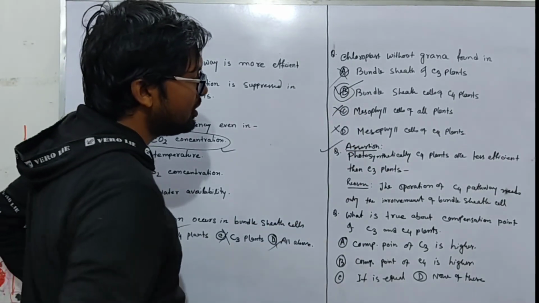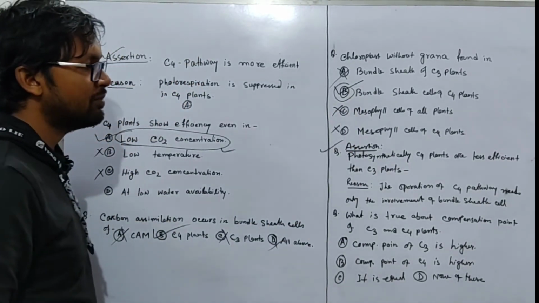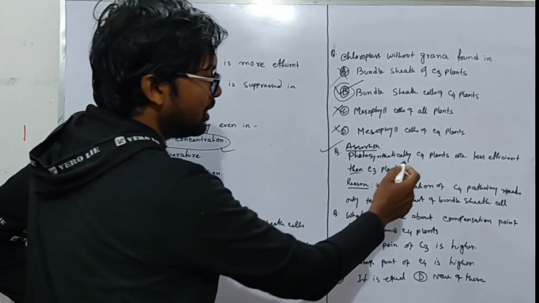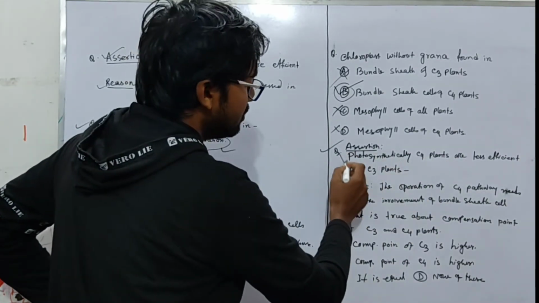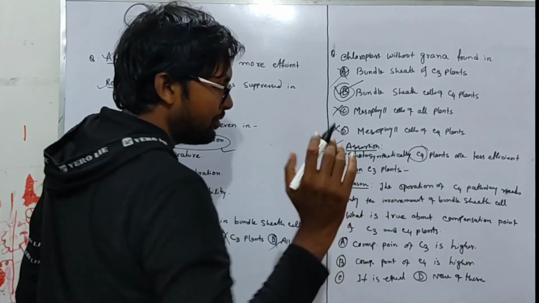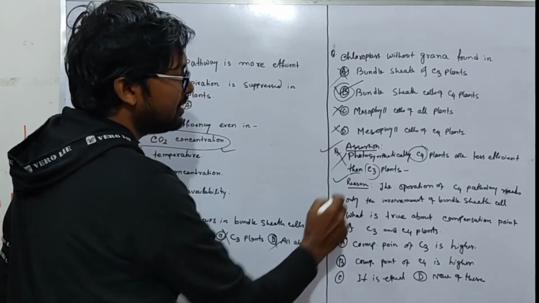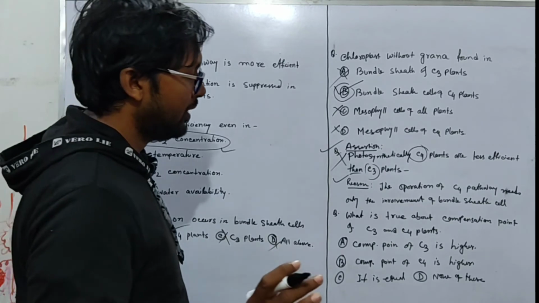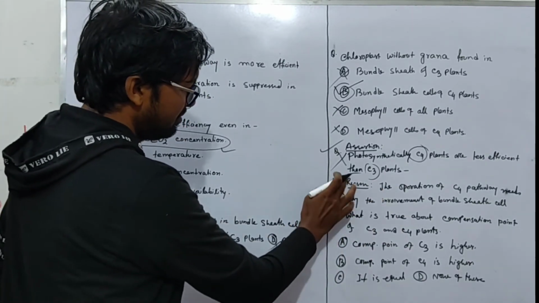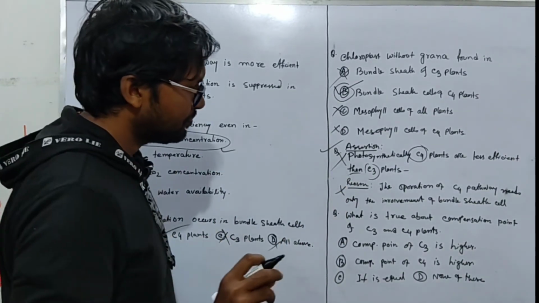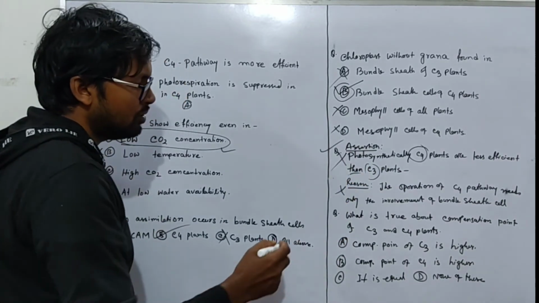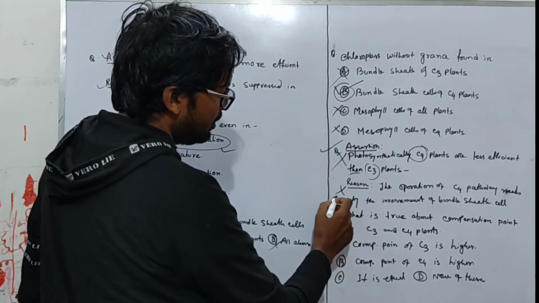Now another assertion: photosynthetically, C4 plants are less efficient than C3 plants. No, this is not right. We know that C4 plants have higher efficiency than C3 plants. Now the reason: the operation of the C4 pathway needs only the involvement of bundle sheath cells. This is also not a right reason. This is wrong and this is also wrong. So the last option, D, in this case.